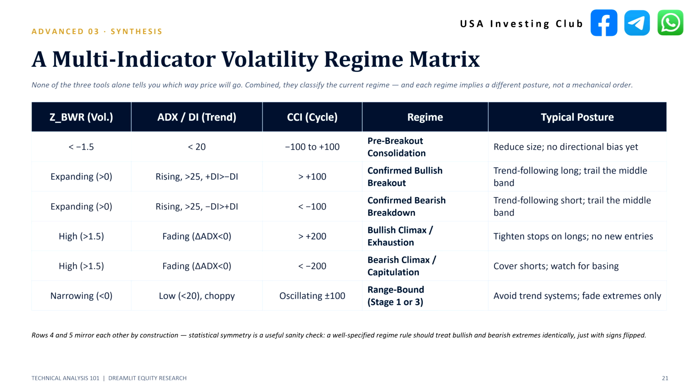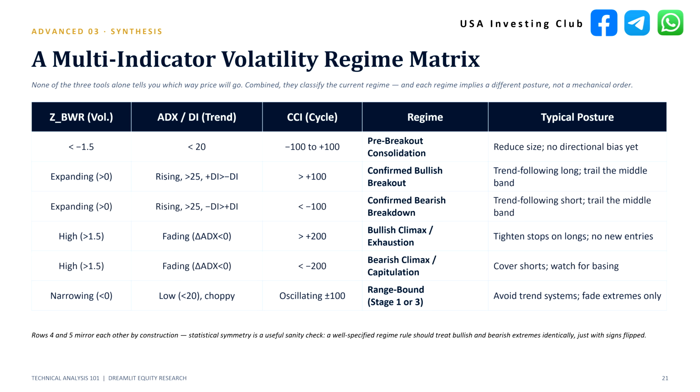Now let's combine all 3 tools into a single, structured regime matrix, because no single tool alone tells you which way price will go, but combined, they classify the current market regime, and each regime implies a different posture rather than a mechanical trading rule. When Z sub BWR is below negative 1.5, ADX is below 20, and CCI sits between minus and plus 100, that's a pre-breakout consolidation regime. The posture is to reduce size, since there's no directional bias yet.